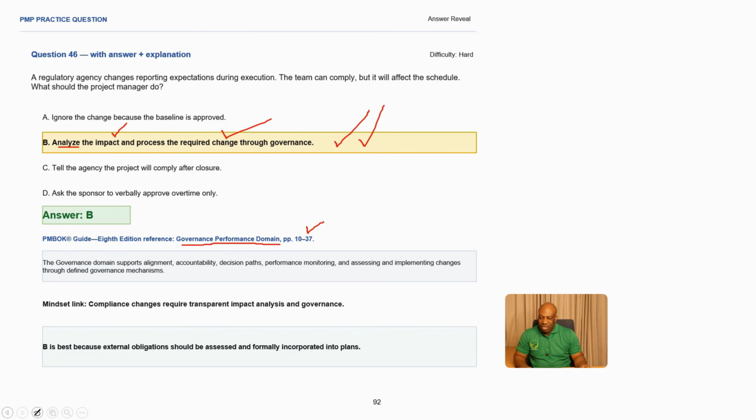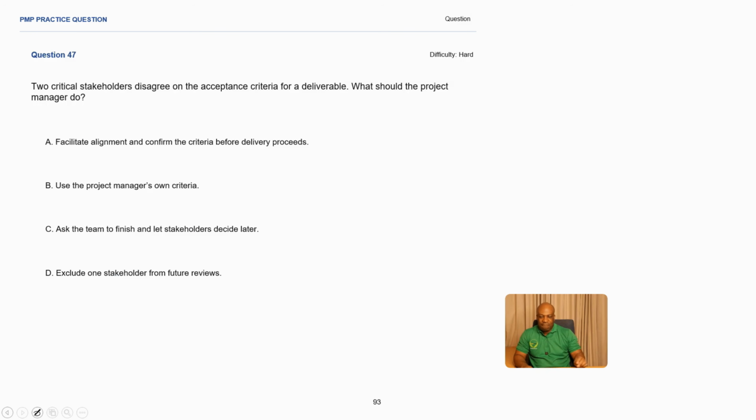Then mindset. What is the mindset that we are applying here? We need compliance changes. They require transparent impact analysis and also governance. Impact analysis is very important whenever there's something that is going to change. For example, here, they're changing the reporting expectations during execution. So there must be some proper analysis and also governance because this is also going to affect the schedule. Making B the best answer because external obligations should be assessed and formally incorporated into plans, making B the best answer.